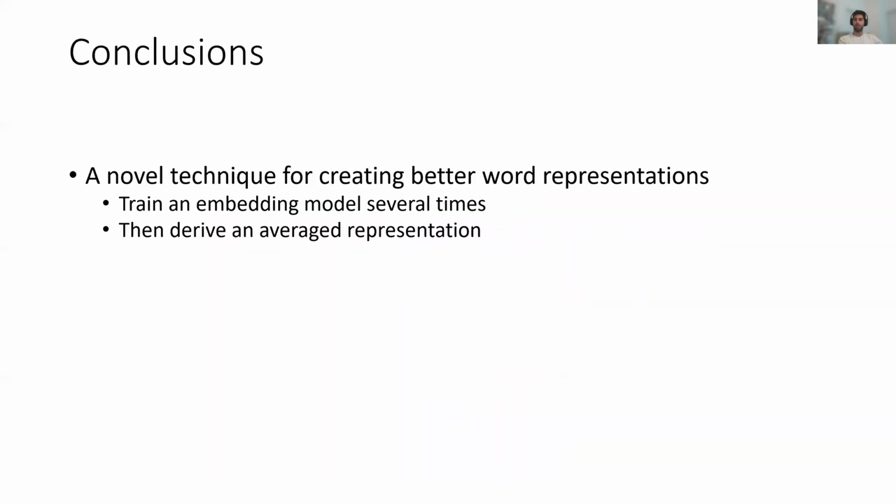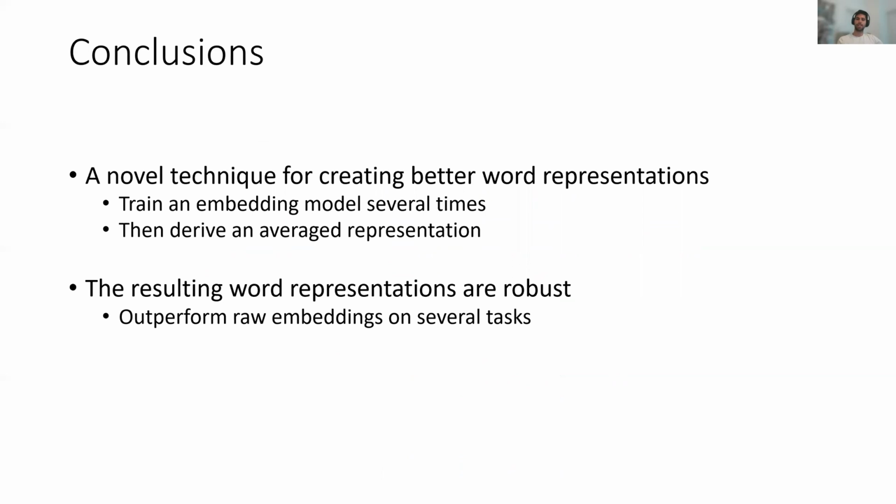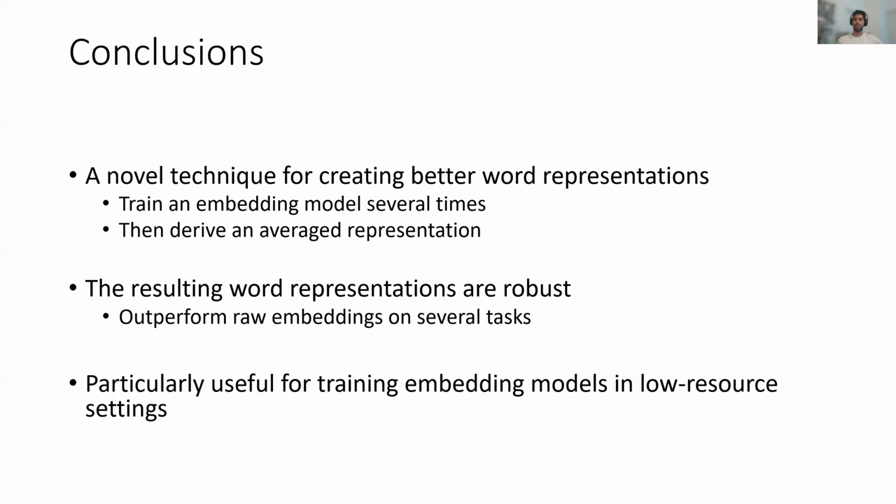So to wrap up, we presented a novel technique for creating better word representations by training an embedding model several times, from which we derived an average representation. The resulting representations proved to be more stable and reliable than the raw embeddings, and also exhibit performance gains in many tasks. We suggest using our method particularly for training embedding models in the low resource setting and long tail scenarios.